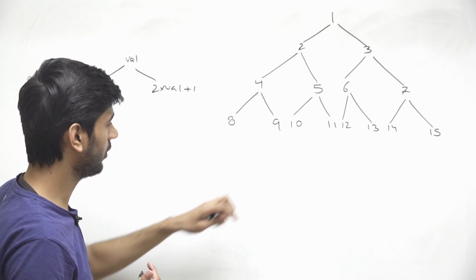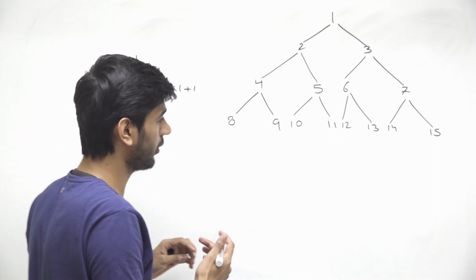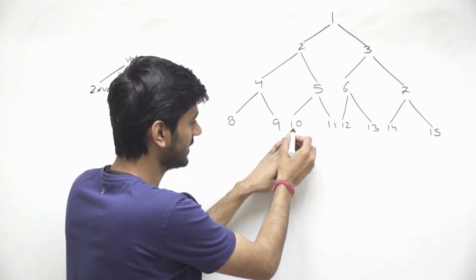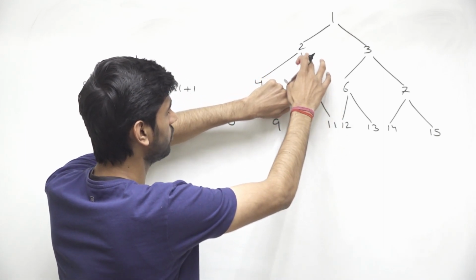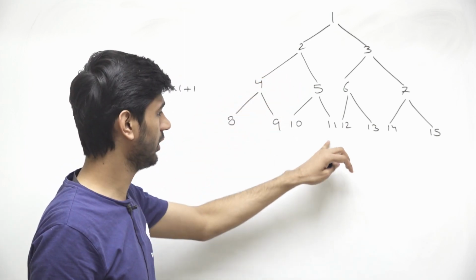But can we move from bottom to top? If we are able to move from bottom to top, then it will be very easy to find the ancestors of 10. Because if we are able to move from 10 to 5, then we can simply move from 5 to 2, then 2 to 1. Similarly for 11, we can do that.